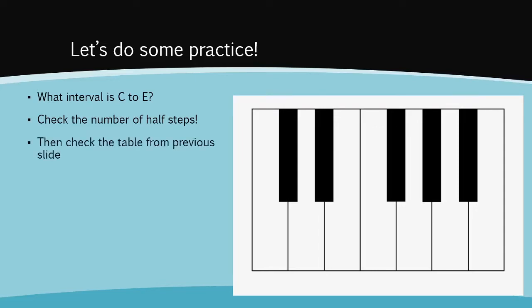And then, after you do that, you can check the table from the previous slide, okay? Or if you do know the key signature of C major, you should be able to figure out what interval it is. You can pause if you need more time, but I will go ahead and give you the answer. It is a major third. Starting from C, that sounds pretty bright and happy.